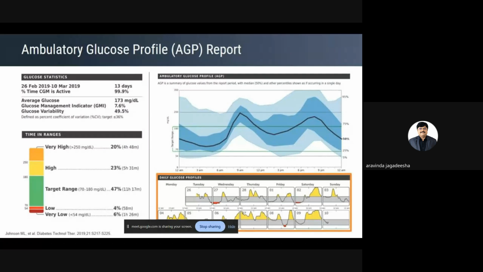So this is the advantage of CGM, where you can see the ambulatory glucose profile report, which shows the time the patient is in target range, high glycemia, very high glycemia, hypoglycemia or very low hypoglycemia. On the right-hand side, you can see the top one where the blue range is. The main thing you have to keep in mind is this target range, that is 70 to 180, where I'm showing with the arrow, 70 to 180. So this is above range.